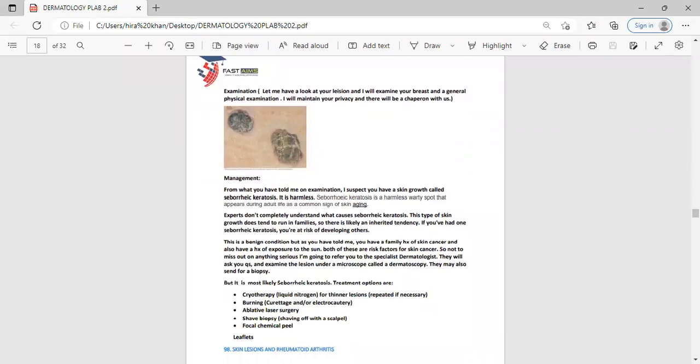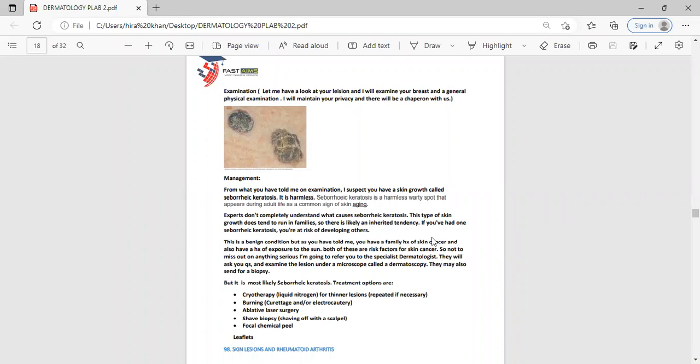One thing is, when you are mentioning the examination, you have to mention that I need to have a look at your lesion, and I will also examine your breast, and will do a general physical examination of yours. Or you can say, to reach the diagnosis, I need to have a look at your lesion, and I'll also examine your breast, and will do a general physical examination, and I'll be maintaining your privacy, and there will be a chaperone with us. Is it okay for you?